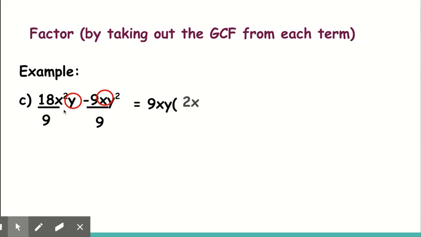And then I'm pulling 1x from here, and 1y from here. So I'm left with 2x. And then I have negative 9 divided by 9. So we know that the number is going to be minus 1. And then I'm pulling 1x from here and 1y. So I'm left with minus 1y. Remember, there's an imaginary 1 here that you do not need to actually show.